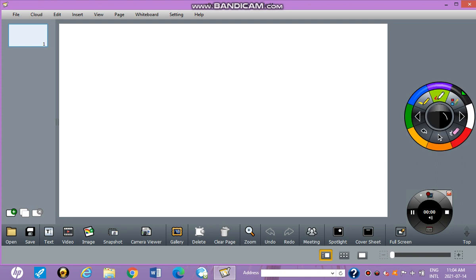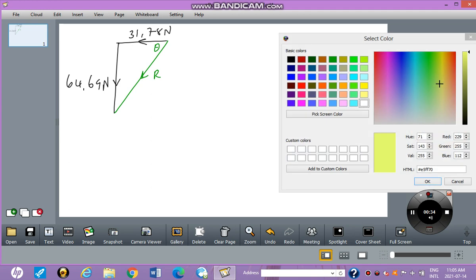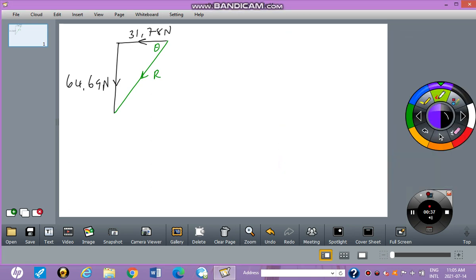So just to finish up on that diagram, we have 30 and then 64, so this is 31.78. Then we have 64.69 Newton, and we said our resultant will be in the direction, and this is the angle that we want.